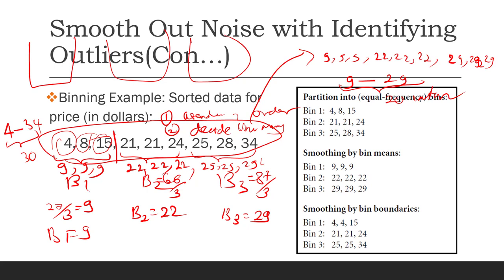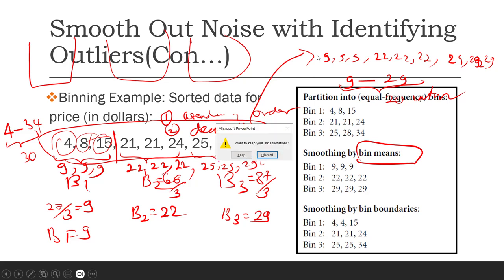Okay, this is one type of binning technique, right? So here we are using the mean value. By using the mean value, we can fill the missing values.